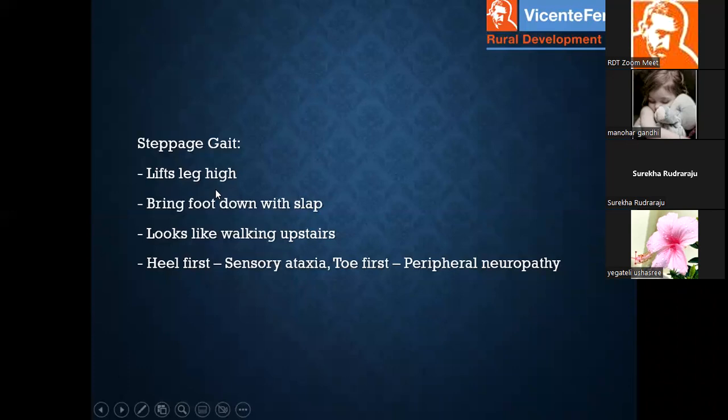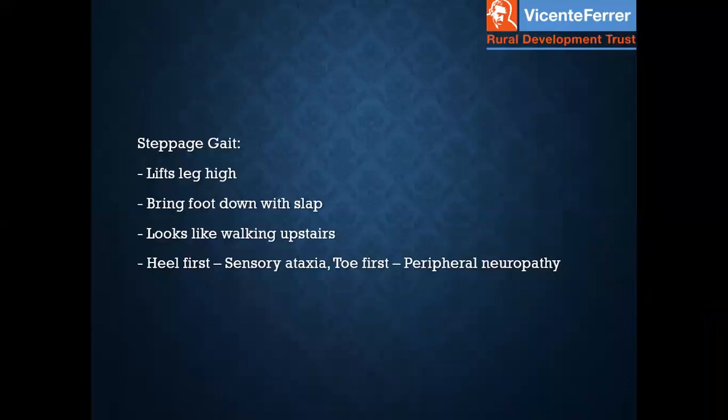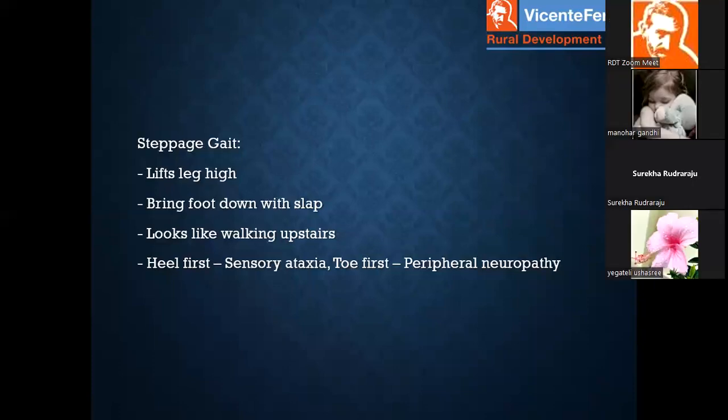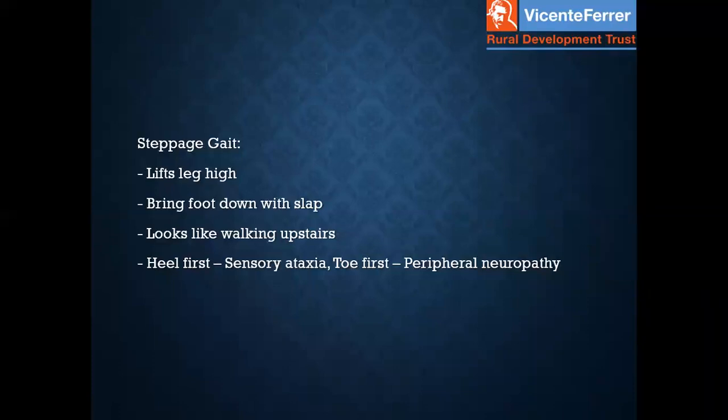In high stepping gaits, the child lifts the leg high with the help of knee flexion, and brings down the feet with a slap. It happens mostly with sensory ataxias due to loss of proprioception. To increase that sense of joint position, they try to slap with increased force on the ground, so that at least with the touch sensation they will get the position of the joint.